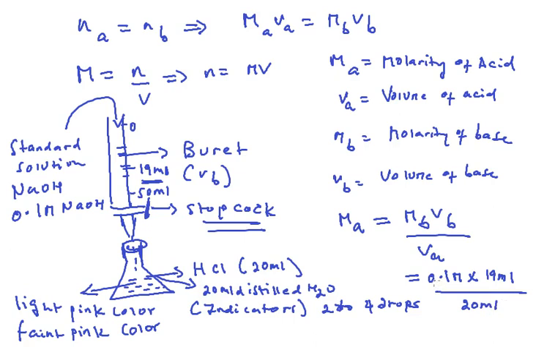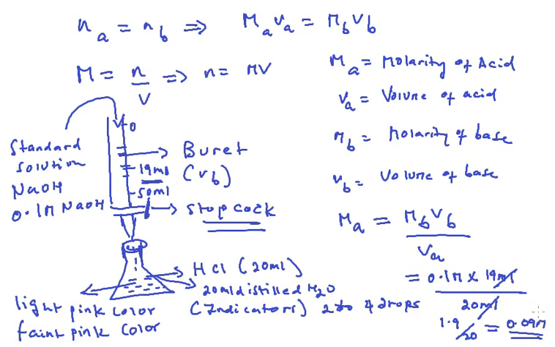So 0.1 times 19, by the way, milliliter and milliliter will be cancelled out, so we don't need to change into liter. 0.1 times 19 basically gives you 1.9. 1.9 divided by 20 would give you about 0.09 M. So this is basically the concentration of hydrochloric acid.